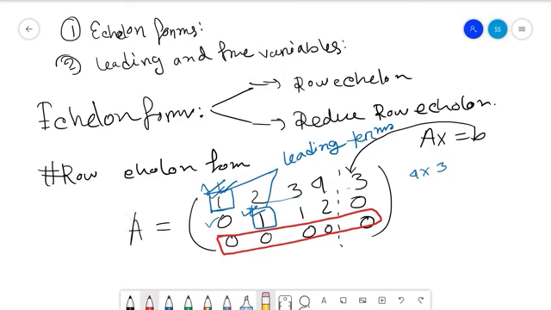So as we were saying, these are called the leading terms. So this is another feature of this row echelon form. And another feature we would like to talk about is that the leading one in a non-zero row appears to the left of the leading one in any other row. So what do I mean by that?